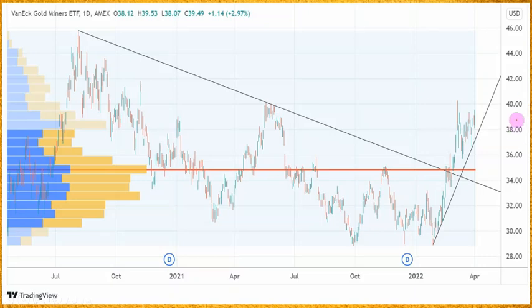Let's look at the miners. This is the GDX on the daily scale. First of all, we've got this downsloping trend line, and we had a breakout above it. It never really got as far as retesting it completely. It doesn't have to. So it's looking pretty strong.